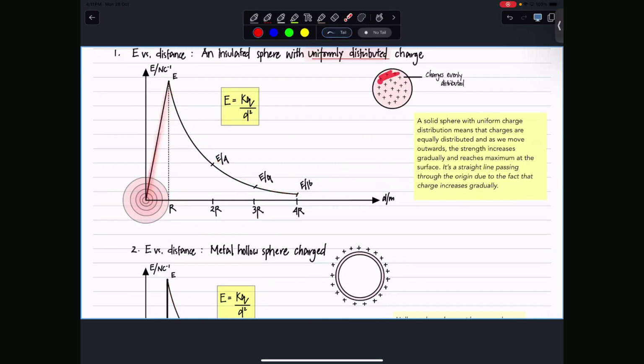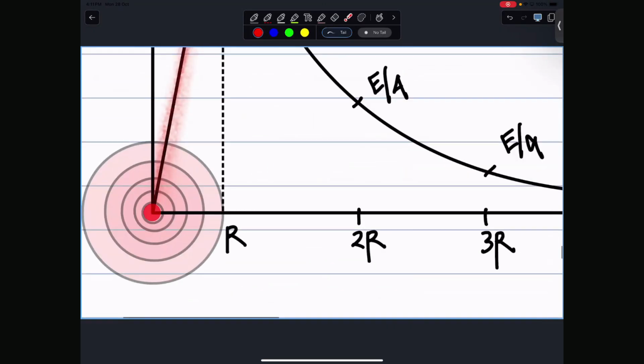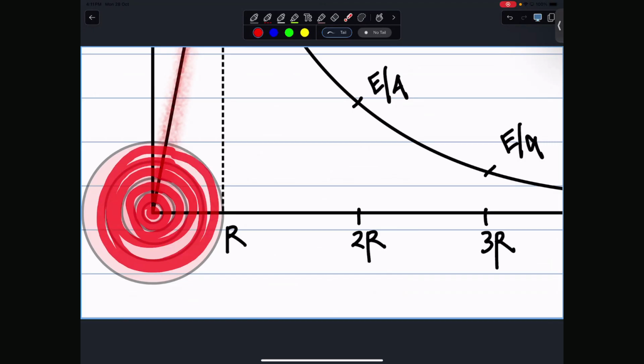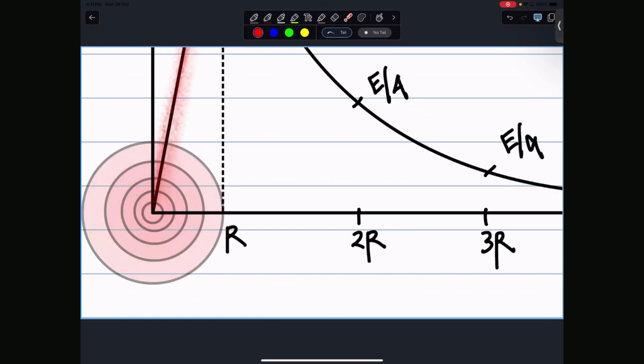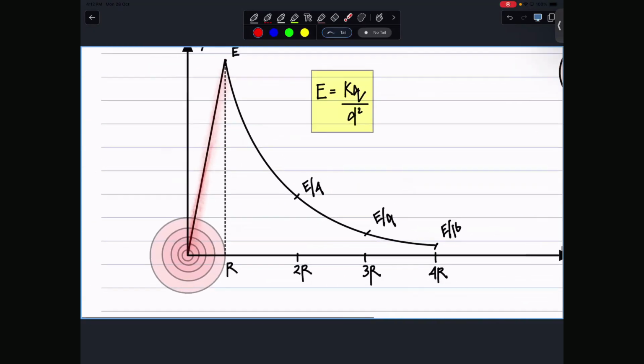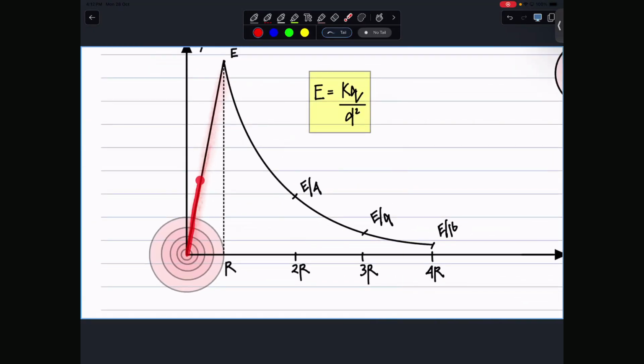So if it's a uniformly distributed charge, what does that mean? It means that there are layers of material stacked upon each other that have charges on them, right? So that would mean that as you start to go from the center outwards, what is building up? The amount of charge. And as the amount of charge builds up, the amount of strength also builds up, right? So what you see here is a straight line that goes up like that. And this kind of a straight line here indicates that the charge is increasing uniformly.